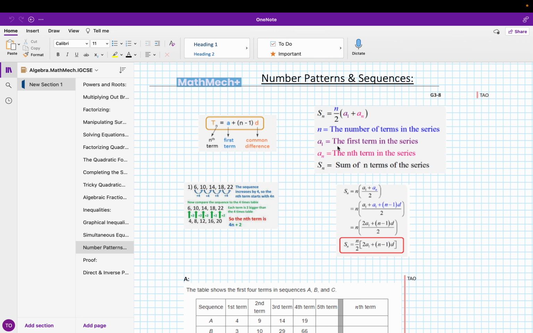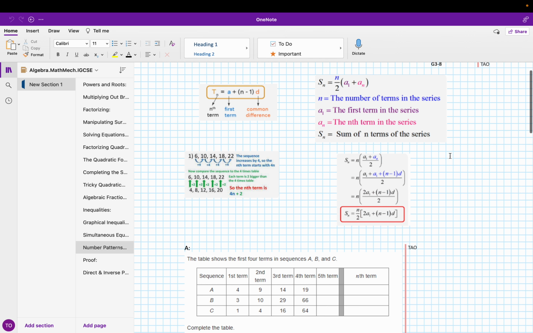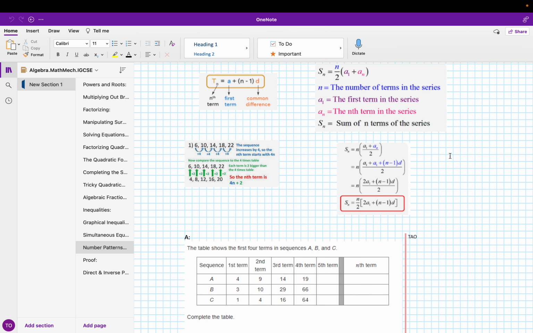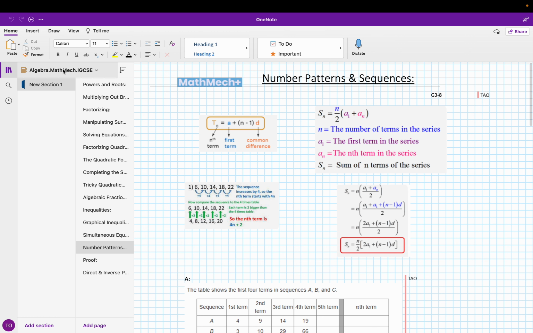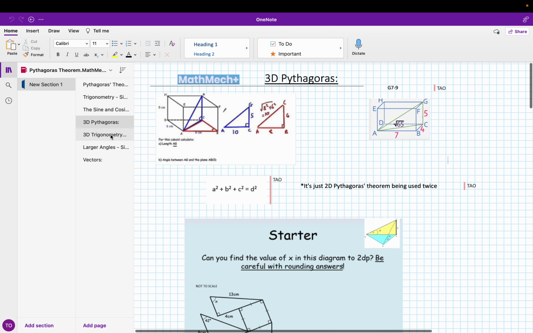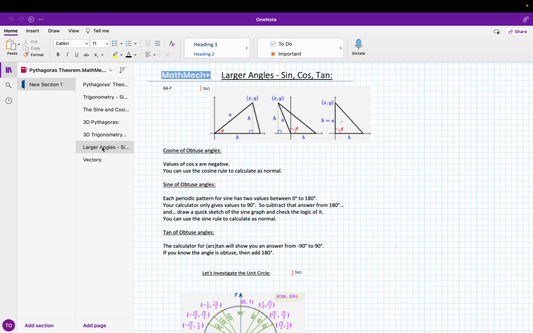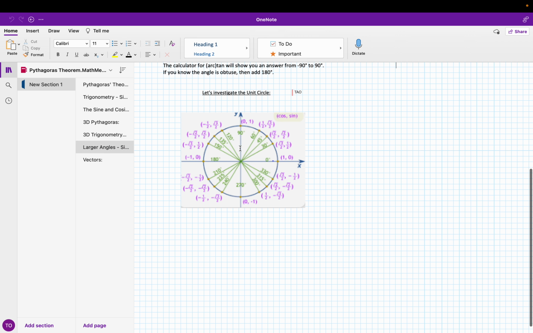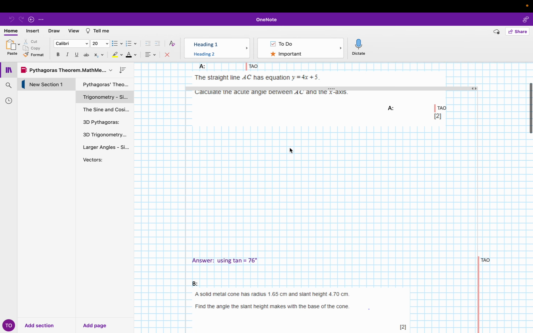So I've MathMech created for that as well. Number patterns, there are sequences students know. Of course, there are formulas here too. So we try and apply it in such a way that students can understand why and how we use that formula instead of learning off a whole proof. For instance, Pythagoras. So trigonometry, what does it mean? I would think 3D Pythagoras, 3D trigonometry. There's lots of stuff. There are larger angles, so the obtuse angles for sine, cosine, tan, and so I have lots of pictorials and things, and ideas like that were needed, I suppose, or were applicable.